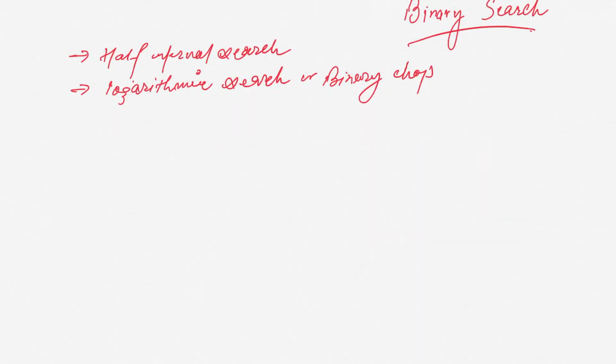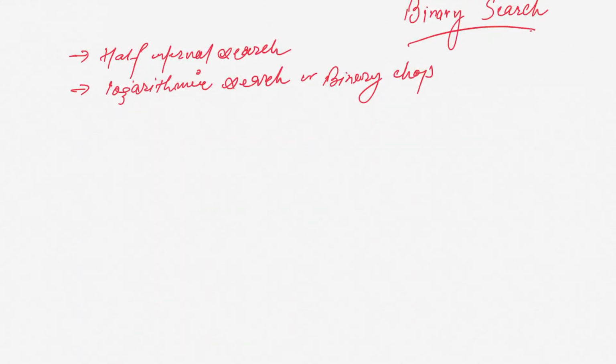So binary search is the process of searching for a specific value in an ordered list. The prerequisite for binary search is that your list or collection should be in sorted order. So what does it do? Binary search tries to compare the target value to the middle element of the array. So you have been given one array.